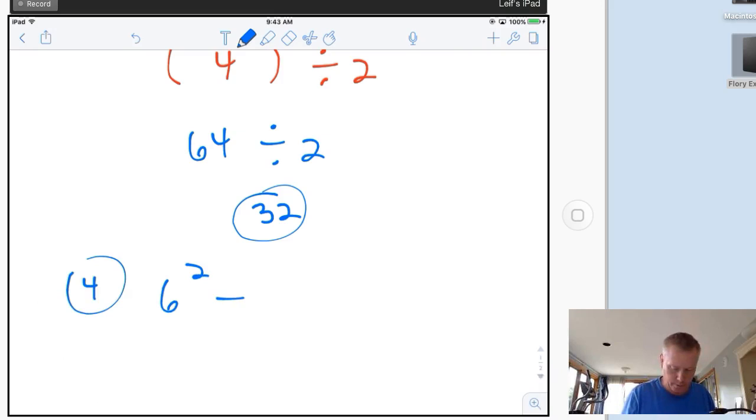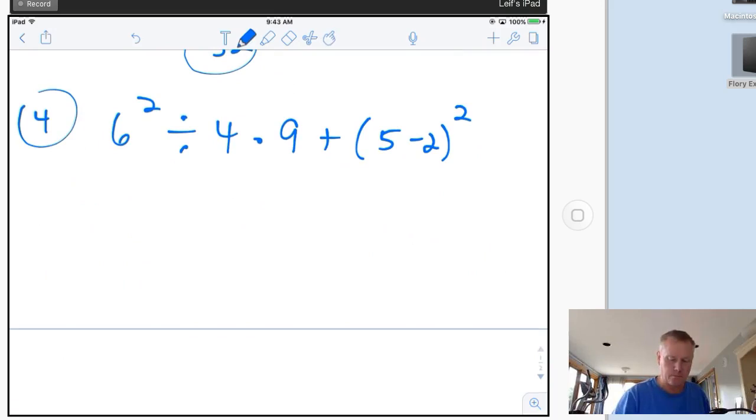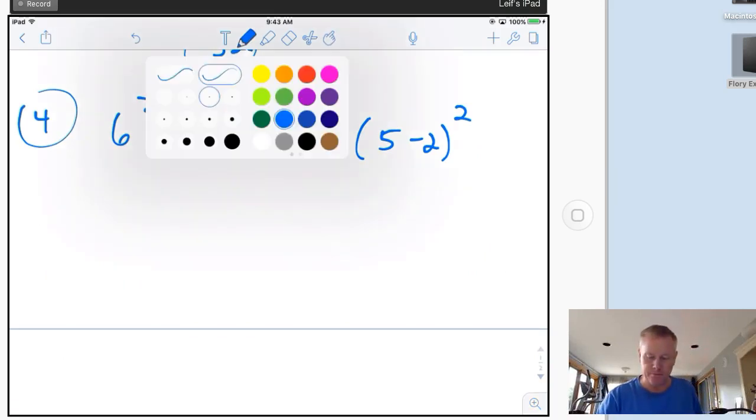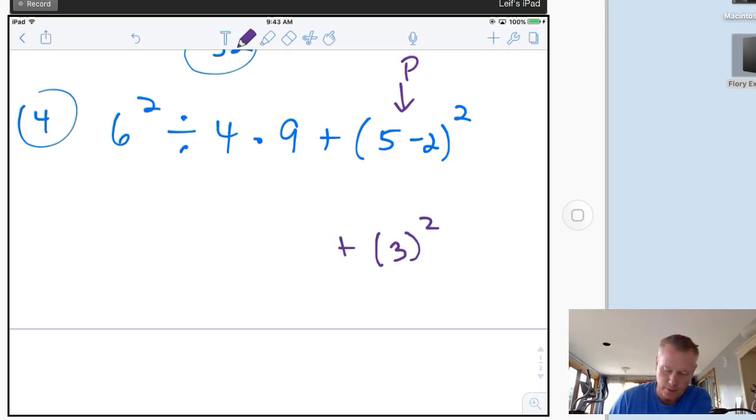6 squared divided by 4 times 9 plus 5 minus 2 squared. All right, so this one, once again, order of operations. If you start with the P, do I have any parentheses? Oop, yep, I have parentheses here. So I should start there. 5 minus 2, that's 3. And I write down everything else.